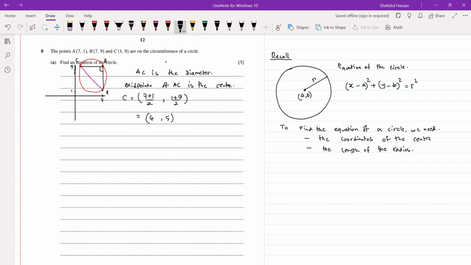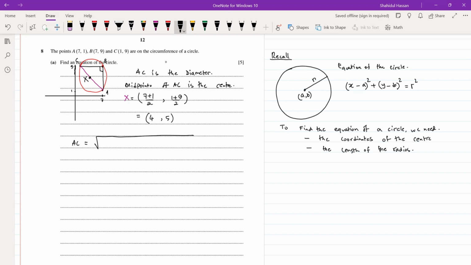Now once we have the center, we can find the radius. Let's call the center X. So AX can be our radius, XC can be our radius, XB can be our radius, any one. Or AC divided by 2 can also be our radius. Let's take the length AC, find the diameter, and then we'll divide it by 2.